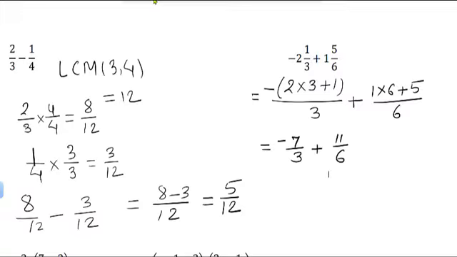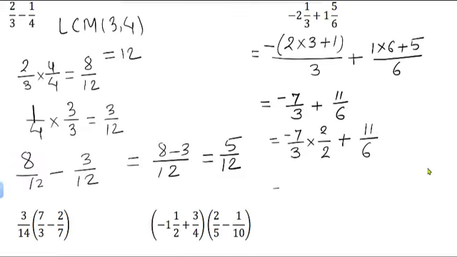So what we do is we change the first fraction into the denominator of 6. To change into denominator of 6, we multiply numerator and denominator by 2. Since here is already 6, it's as it is. Now we have minus 14 divided by 6 plus 11 divided by 6.